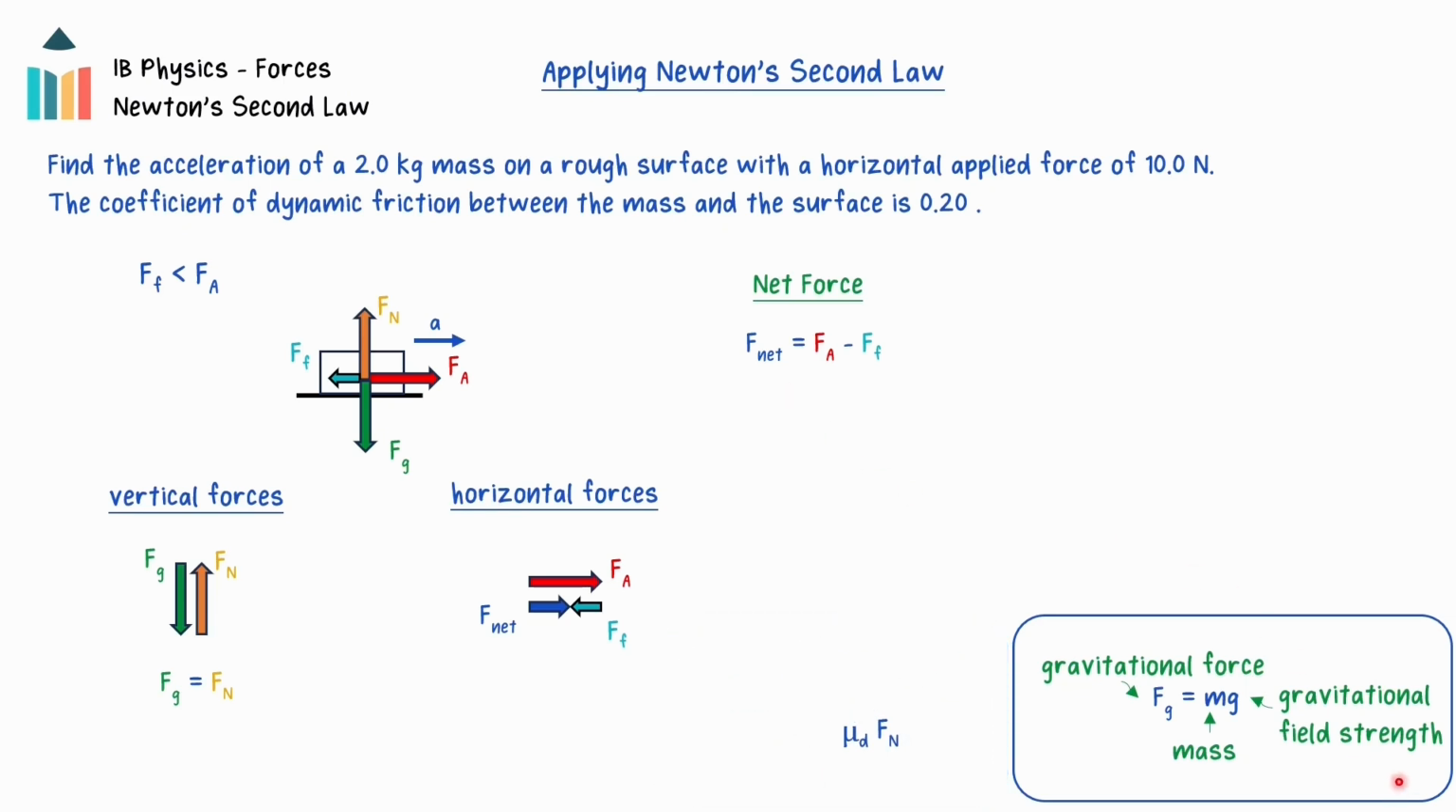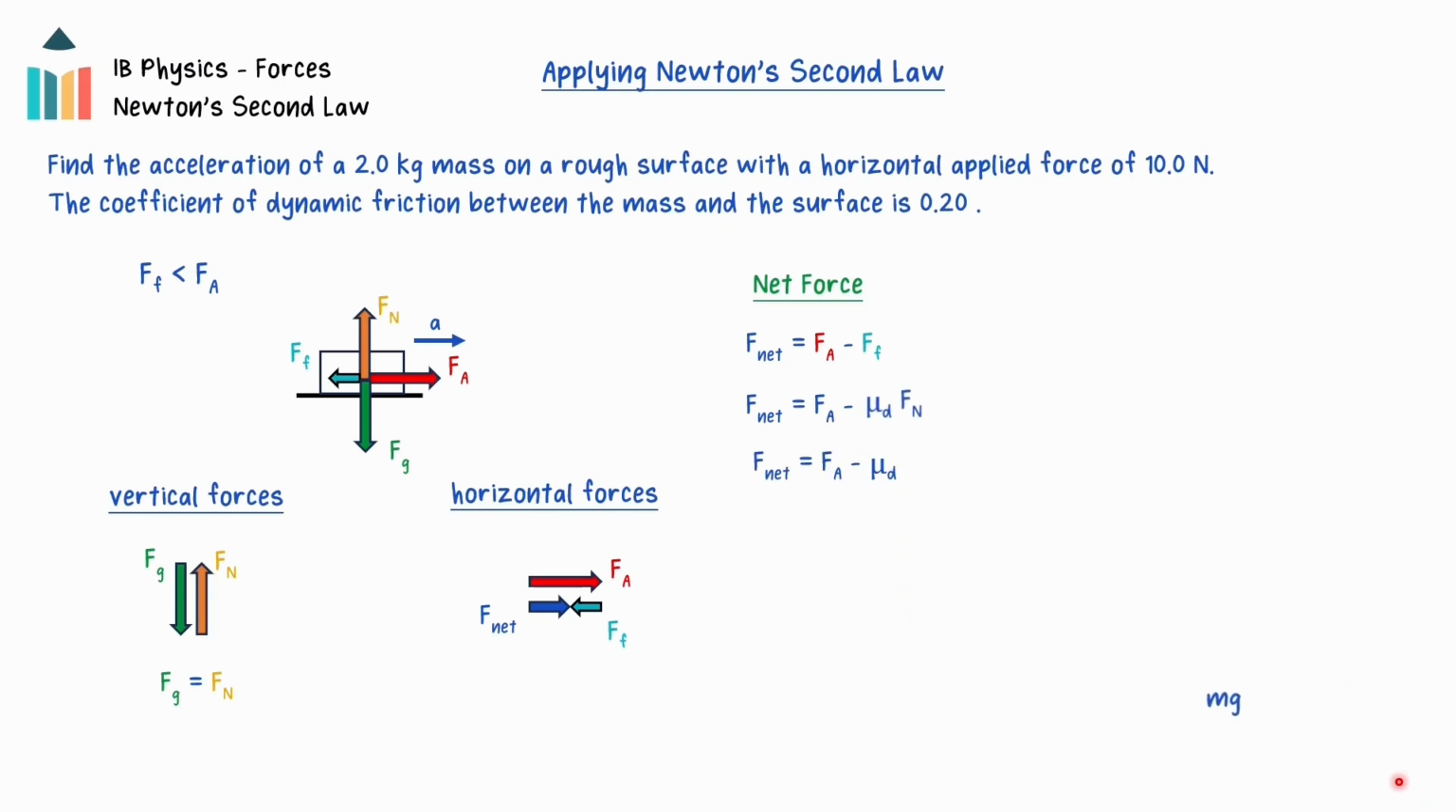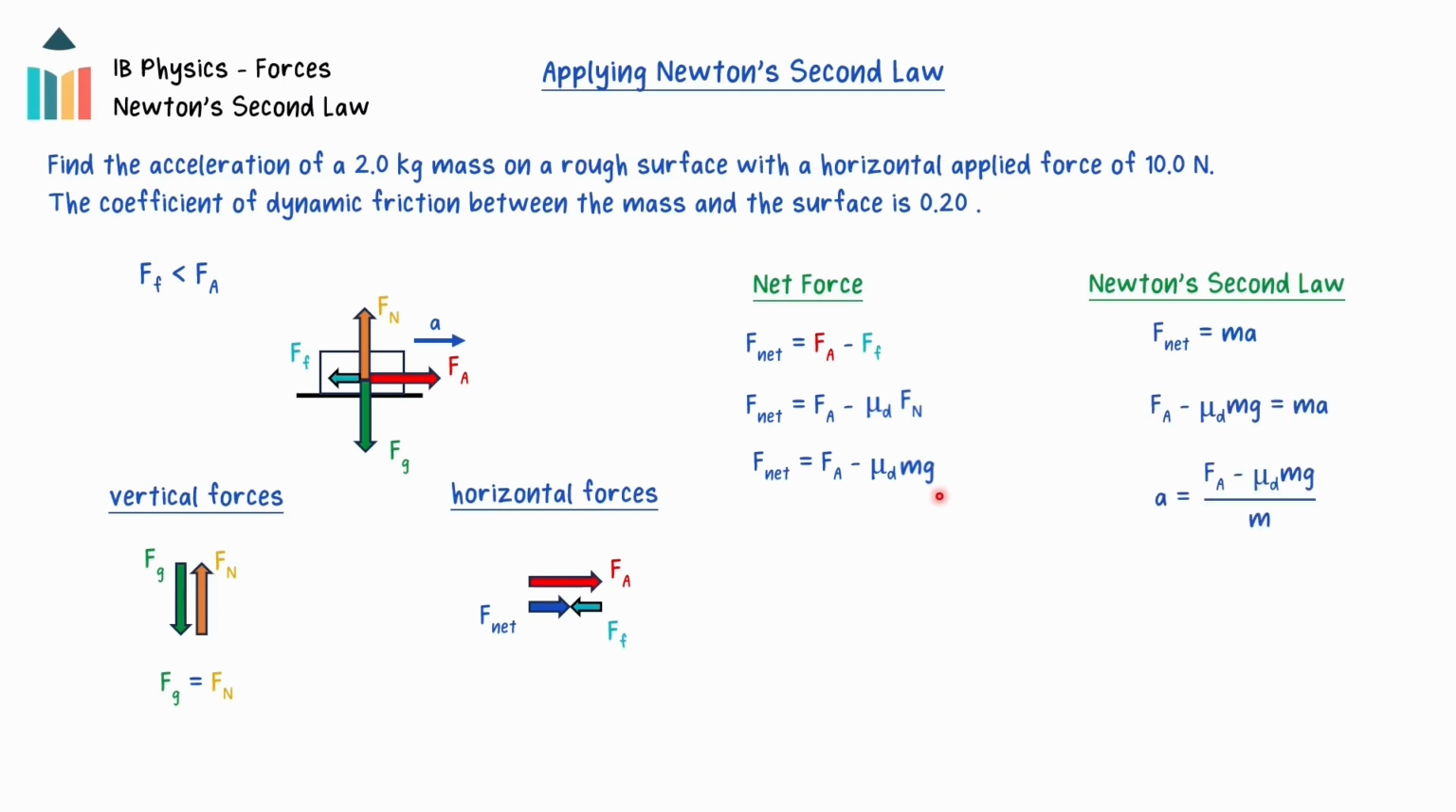Substituting into the friction formula, and the formula for the force of gravity, the net force will be equal to the applied force minus the coefficient of dynamic friction times the mass times the gravitational field strength. This net force can be substituted into Newton's second law to find the new acceleration of the block when friction is considered. By substituting the known values into this equation, the acceleration of the block can be found to be 3 meters per second squared.